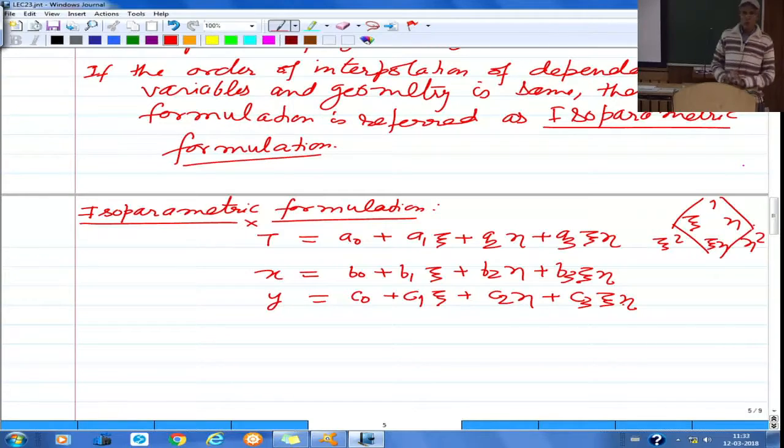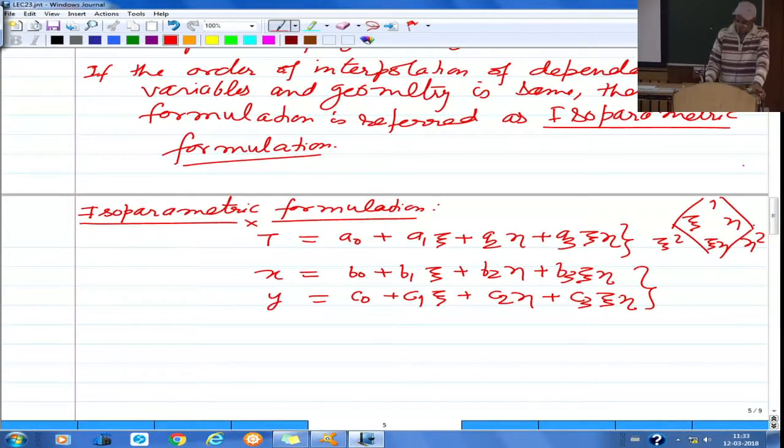And the constants must be different, because it is not necessary that x1, x2, x3, x4 are the same as y1, y2, y3, y4. In general they would be different. So individually these coefficients can be different, and therefore we have to use a different set of constants. Say A0, A1, A2, A3 for T, B0, B1, B2, B3 for x, and C0, C1, C2, C3 for y. So this is the interpolation of geometry, and this is the interpolation of field variables.